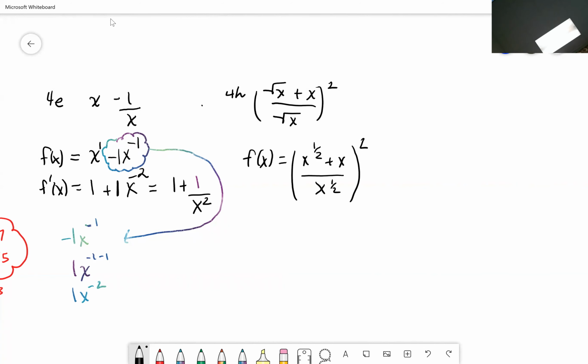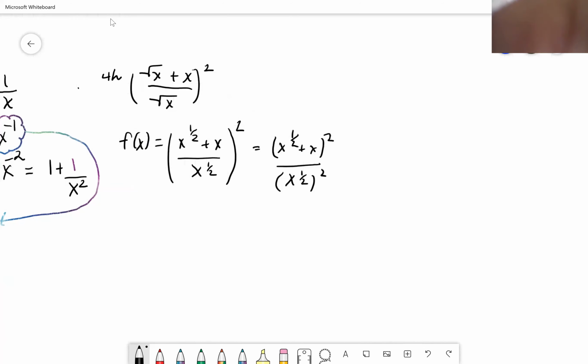Wonderful. So now this means x to the half plus x, squared, and x to the half squared. Well, this means x to the half plus x times x to the half plus x. And the bottom is just x to the 2 over 2, because half times 2 is 2 over 2, which is just 1.